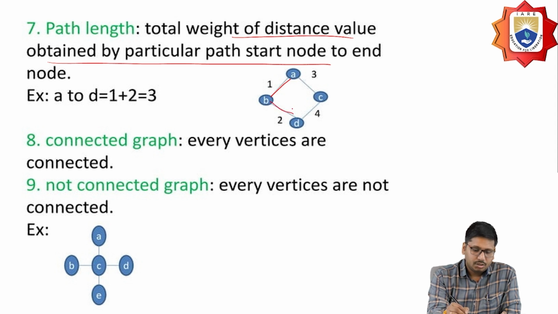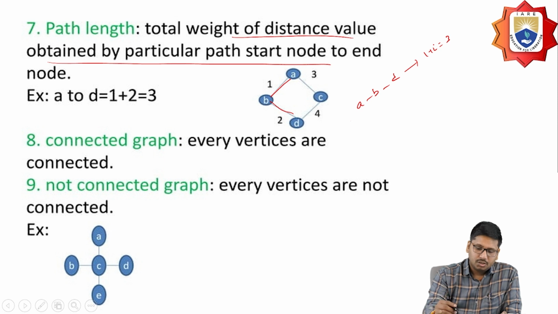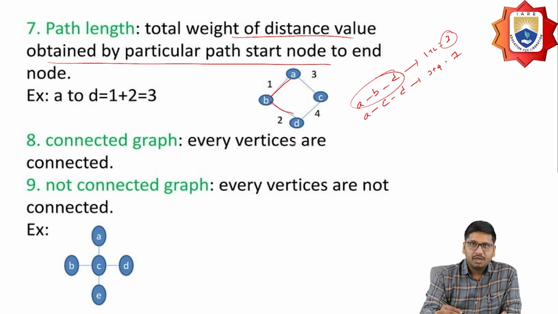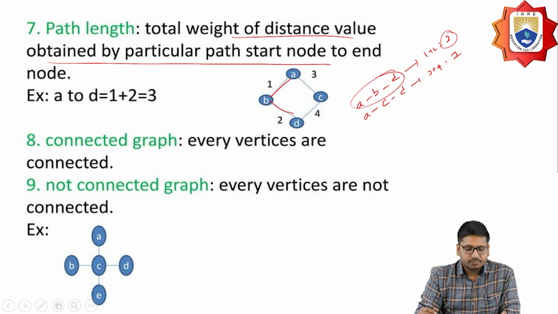A to B and B to D, this is one path. So the cost value is 3, 1 plus 2. Another way I can also go is A to C and C to D, where the path length is 7. So if I want to find the minimum, it should be A to B and then B to D. So it should be the summation of the weights of edges in the graph.